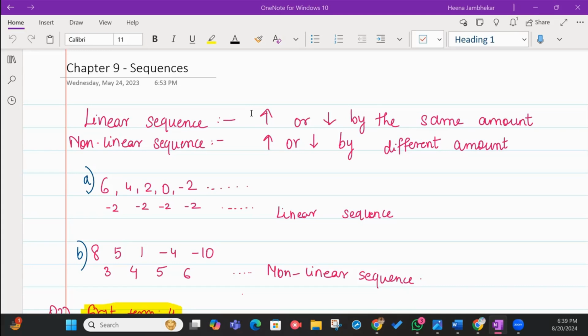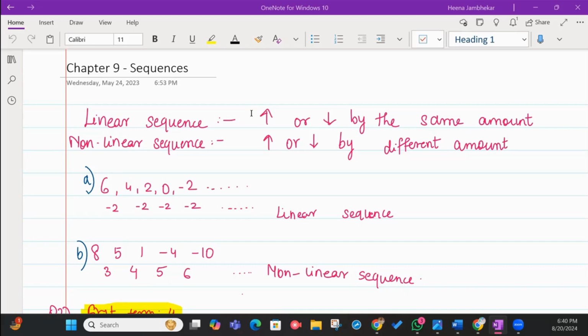Now, non-linear sequence meaning? It will increase and decrease by different amounts. Are we understanding what's the difference between linear and non-linear? Linear will increase or decrease by the same amount, and non-linear would be by different amounts.